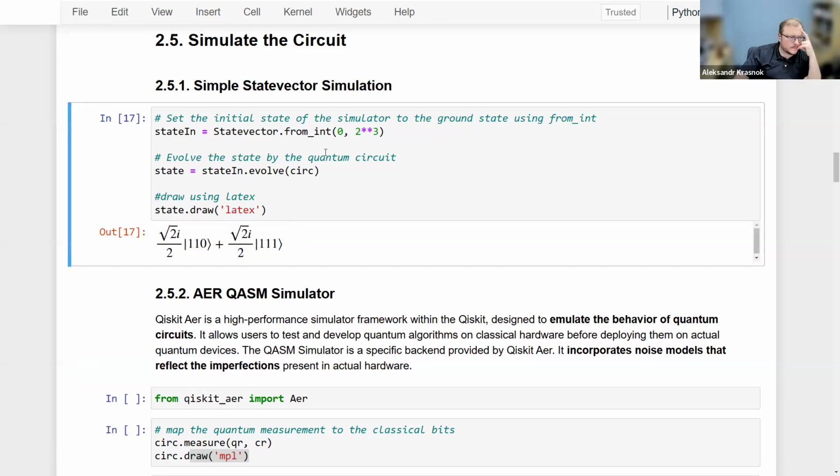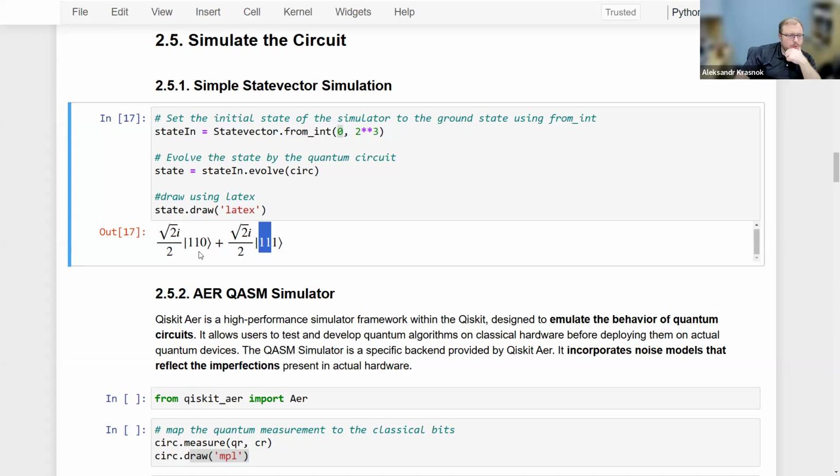Let us look at this output. The input state 0 means 0, 0, 0. So 0, 0, 0 states in the input, and in the output we've got this superposition of two states, 1, 1, 0 and 1, 1, 1.